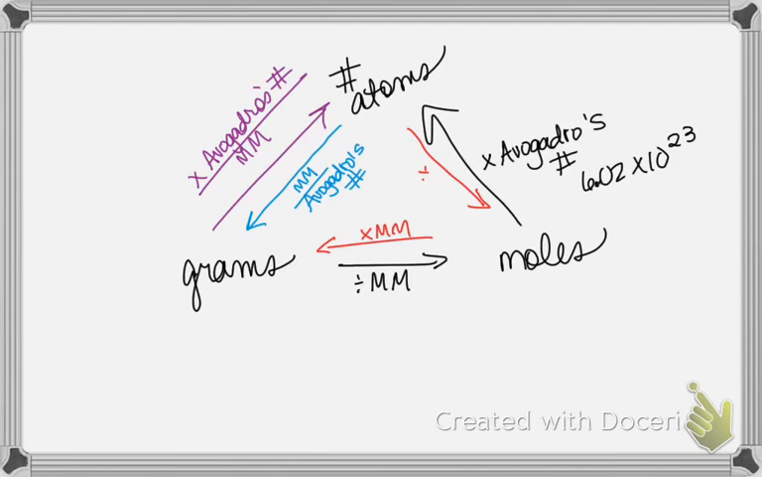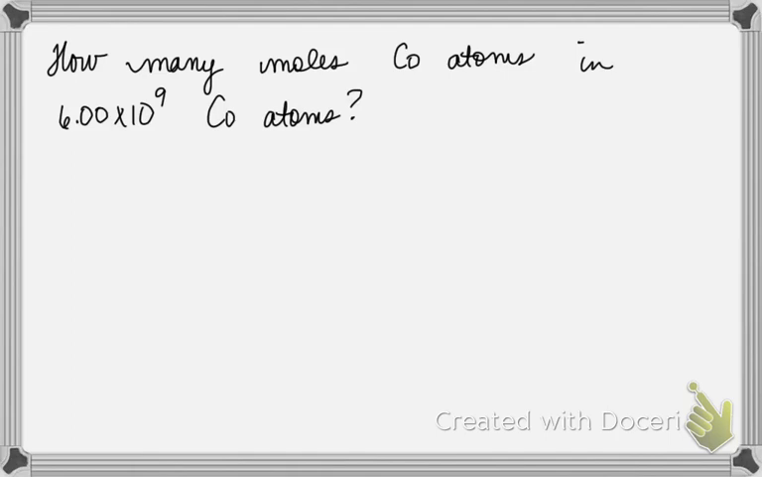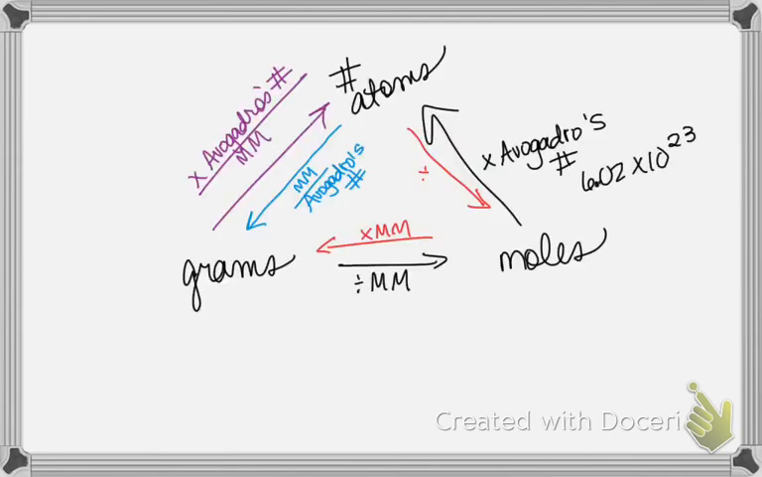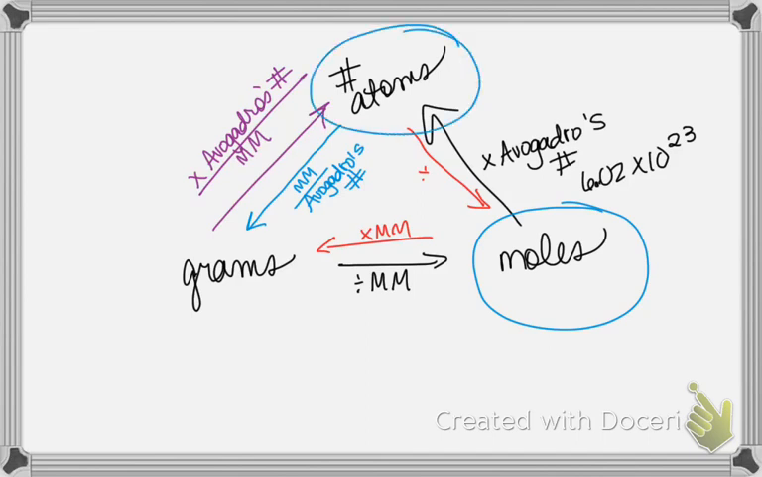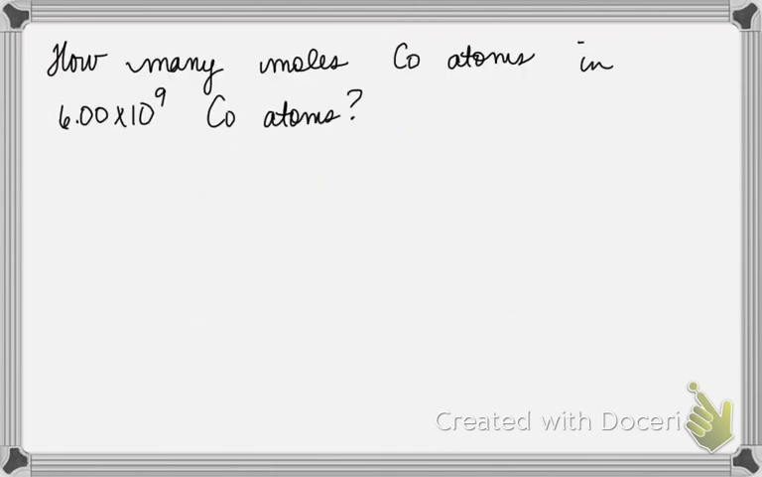But the two problems I've been asked about to explain, first this one: how many moles of cobalt atoms are in 6 billion cobalt atoms? So we're going from atoms to moles. That's what we want to know: how many moles of atoms are in 6 billion atoms. So since we have to go this direction, looks like we're going to need to divide by Avogadro's number. So let's set that up.